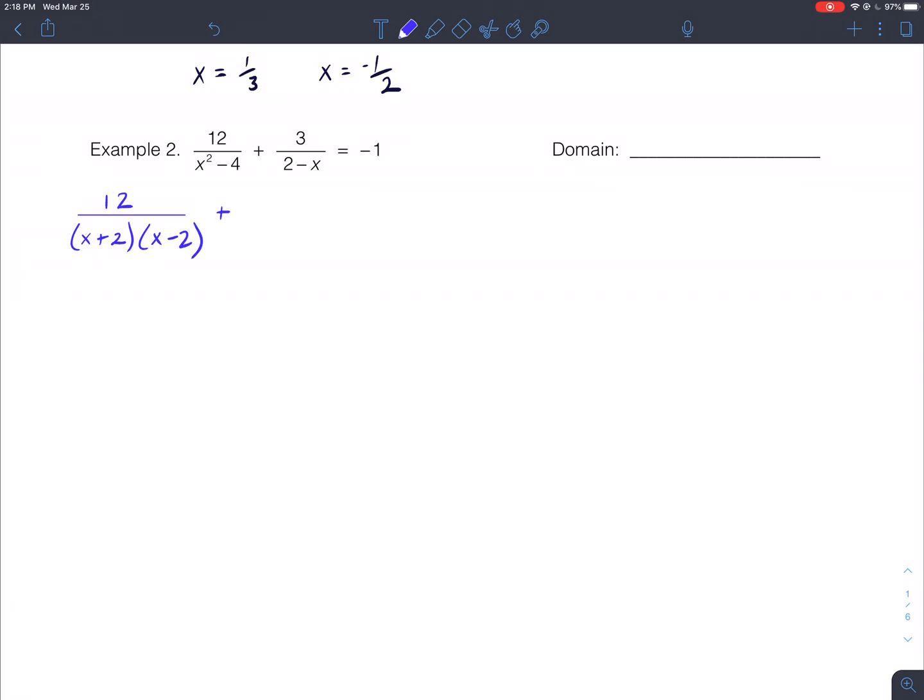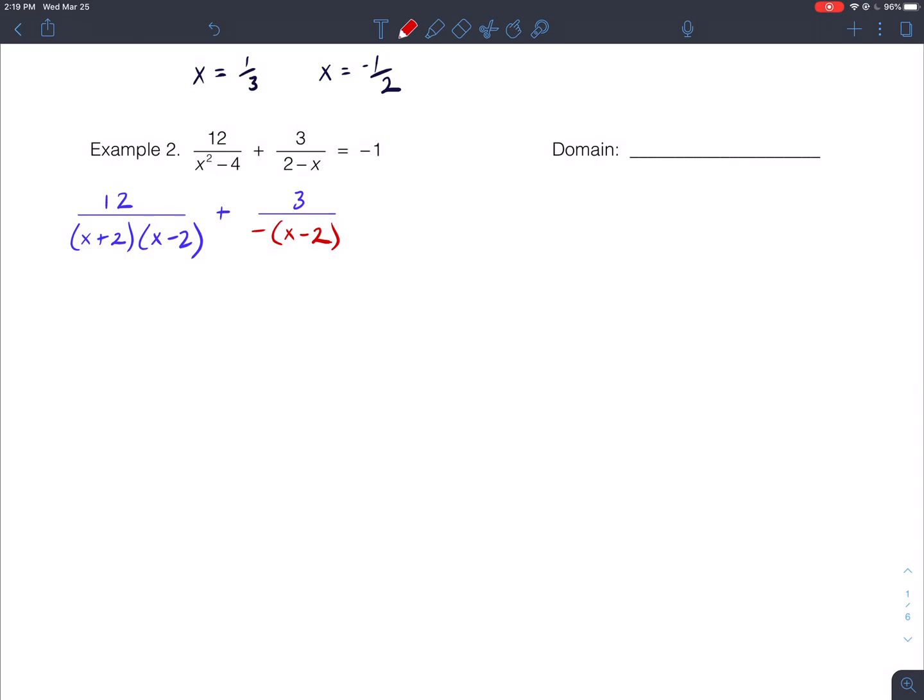And then I'm adding that to 3 over 2 minus x. But notice 2 minus x is the opposite of x minus 2. In 2 minus x, the 2 is positive and the x is negative. In x minus 2, the x is positive and the 2 is negative. So if I call this the negative of x minus 2, then if I were to distribute that negative again, I would end up back where I started, 2 minus x. So I'm going to write it that way so that this factor matches this factor. The x minus 2 matches the x minus 2 here. It makes this a little easier. If I can get away with having fewer factors to deal with, I'm going to do it, and that's certainly what's happened here.